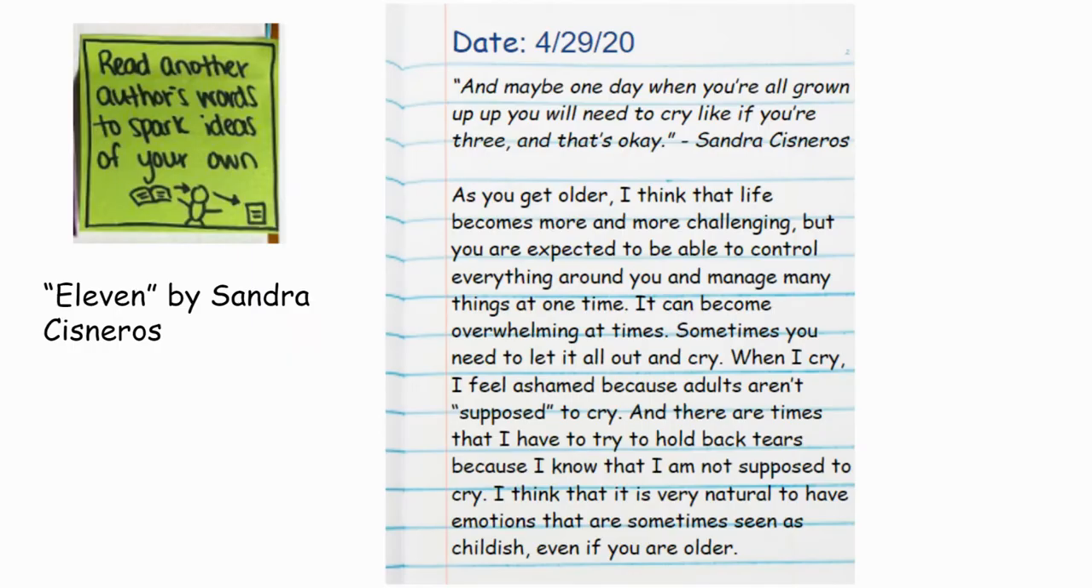So this is my notebook page, and the author whose words I was using to spark ideas of my own was Sandra Cisneros. I read her short story "Eleven" along with you. And there was one line in there that really stood out to me, and it made me think of a moment in my own life, or a part of me in my own life that I wanted to write about.